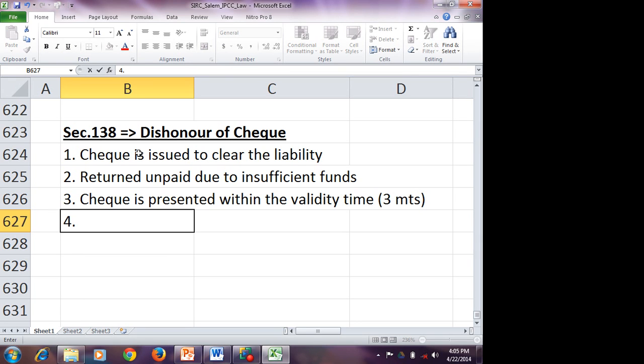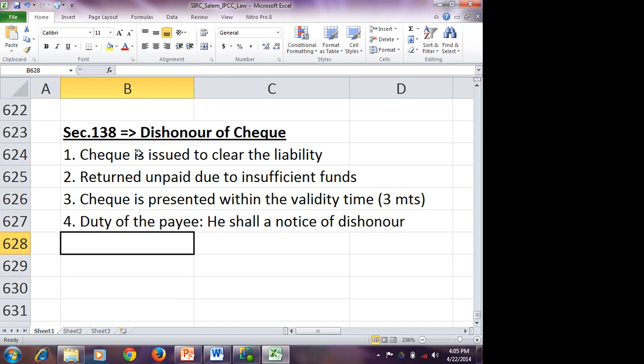You go to the bank and deposit it. Your collecting banker will intimate you, the payee, that your check has come back. Like a Shoaib Akhtar bouncer, it has come back. You say it's a bouncer. So the banker intimates you. The moment he intimates you, what is the duty of the payee? He shall issue a notice of dishonor to the drawer. Correct. Within 30 days he has to issue a notice of dishonor.